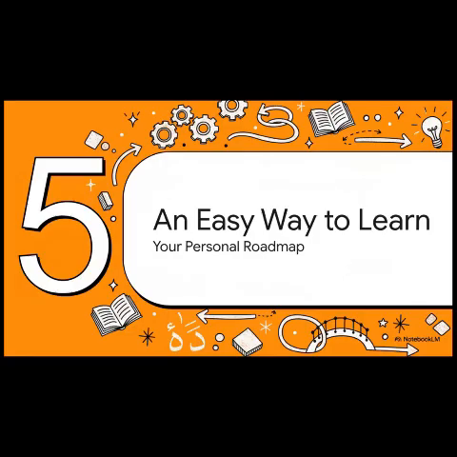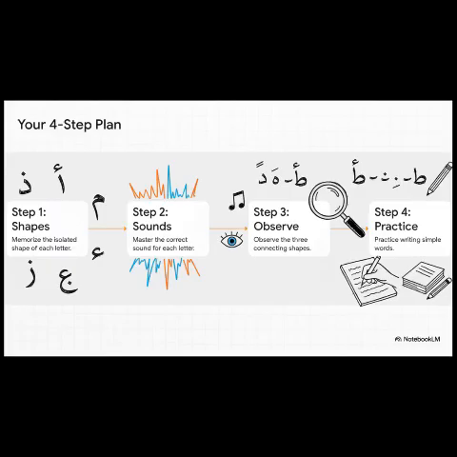Okay, so we've gone through the what and the why. Now let's talk about the how. How do you actually take all this information and start learning? Well, we can turn these concepts into a really simple, practical roadmap for you to follow. This 4-step plan works wonders. First, just focus on memorizing those 28 letters in their standalone form. That's it. Second, nail down the sounds they make. Third, and this part is key, just observe how they change shape. Don't stress about memorizing every form right away. Just start noticing the patterns. And finally, you start putting it all together by practicing with some easy words.